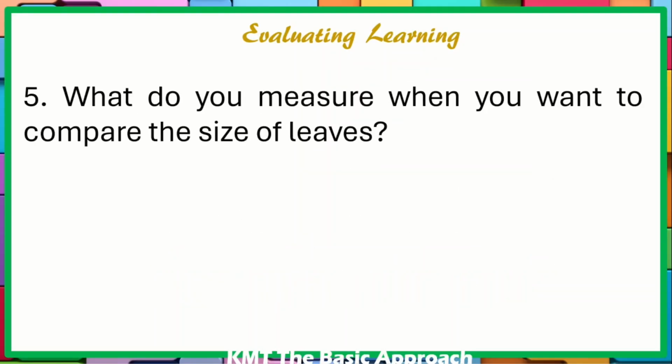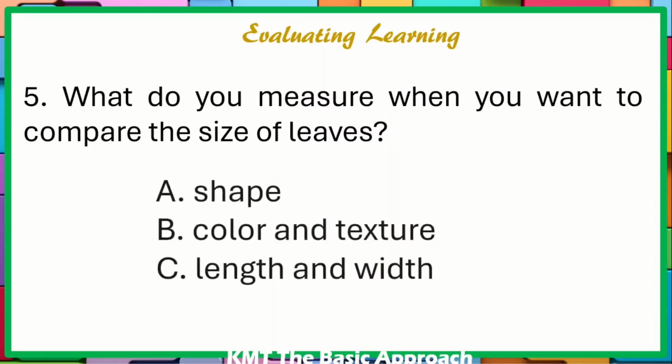Number 5. What do you measure when you want to compare the size of leaves? A. Shape. B. Color and texture. C. Length and width. What is the correct answer? Awesome! The correct answer is C. Length and width.